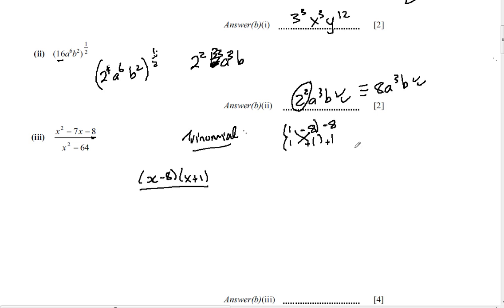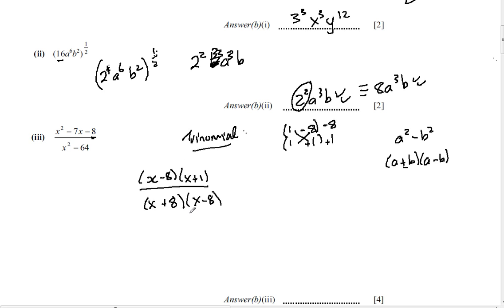x squared minus 64 is the difference between two squares. So remember, a squared minus b squared, the difference between these two squares will be a plus b, a minus b, where a is the square root of a squared, and b is the square root of b squared. So the square root of x squared is just x, then we say plus, the square root of 64 is 8, and you use these same values but you just put a minus between them.